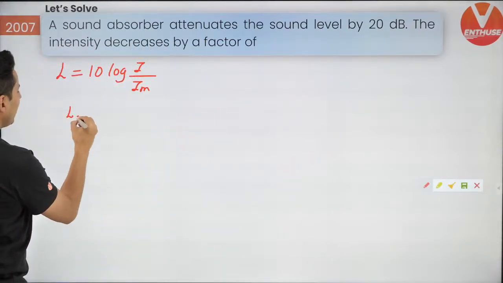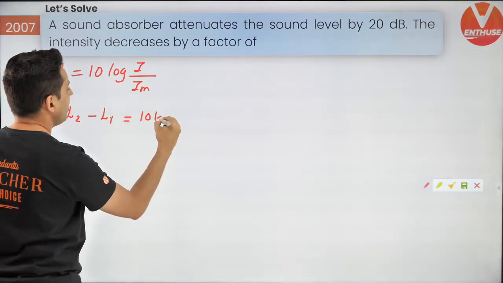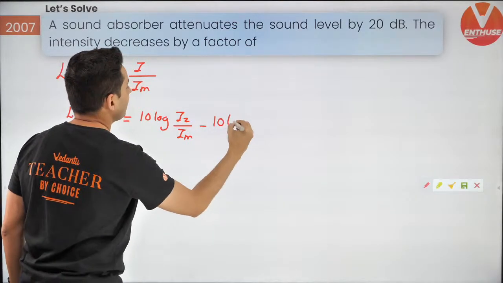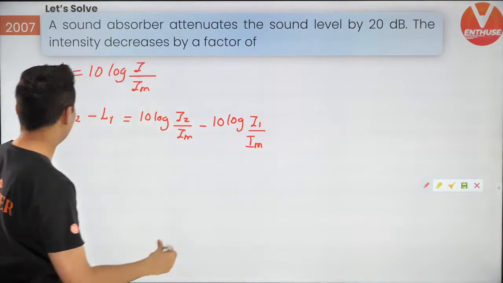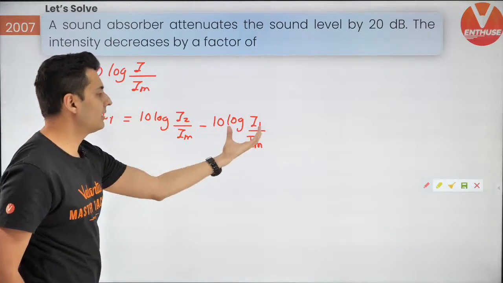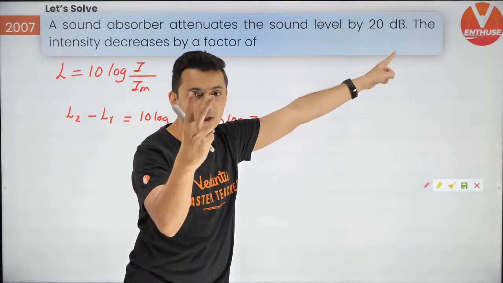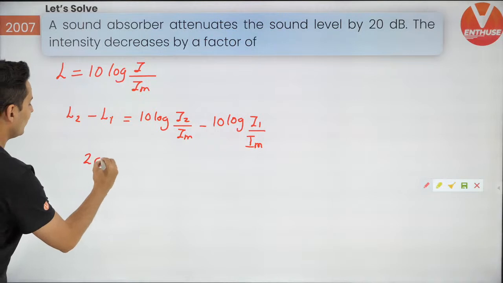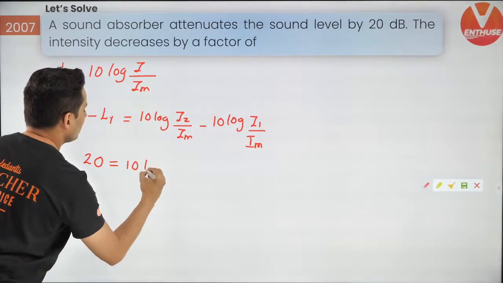So think about it. L2 minus L1 will be 10 log I2 by I minimum minus 10 log I1 by I minimum. Isn't that right? Loudness 2 minus loudness 1 is 10 log this minus 10 log this. Now L2 minus L1 is already given to us, 20. The loudness reduces by 20 decibels. So this is 20. 10, once again, 10 log.